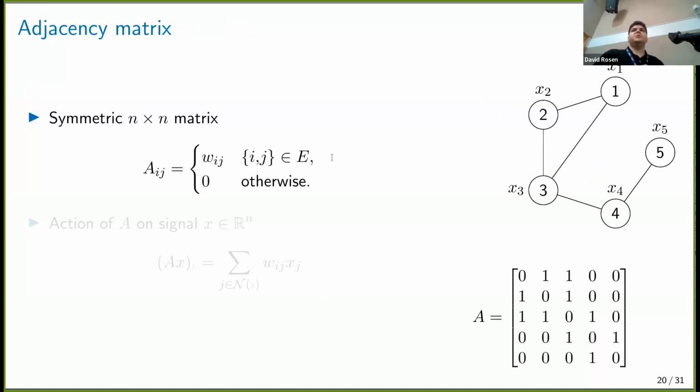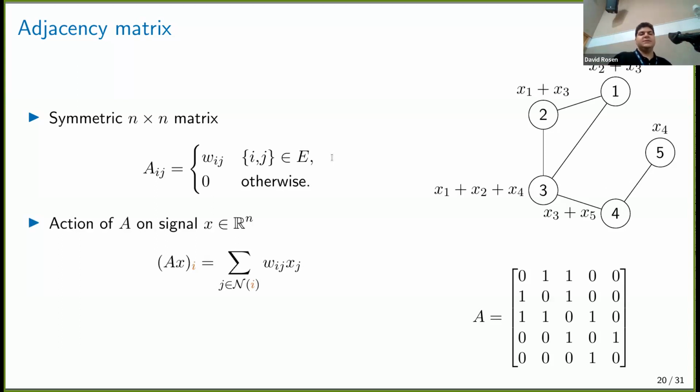The most natural way to represent a graph with a matrix is probably the adjacency matrix that I'm sure many of you have seen. It's a symmetric n by n matrix, and it essentially reflects the adjacency structure of the graph. Rows and columns correspond to the nodes, and you get a non-zero element at element ij of the matrix if there is an edge between node i and node j.